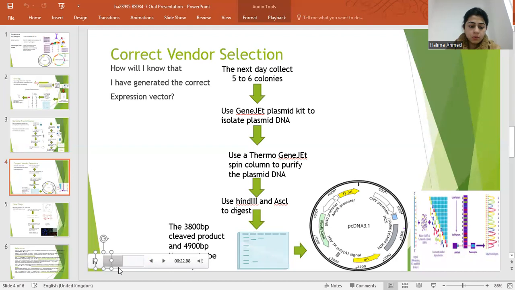Anticipating a 300 bp fragment from HindIII cleavage and a 4900 bp fragment from AscI digestion. Then I confirm the presence and correct size of the DNA fragments by analyzing them through agarose gel electrophoresis. Additionally, I incorporate a Sanger sequencing step to validate the sequence of the inserted gene within the plasmid.